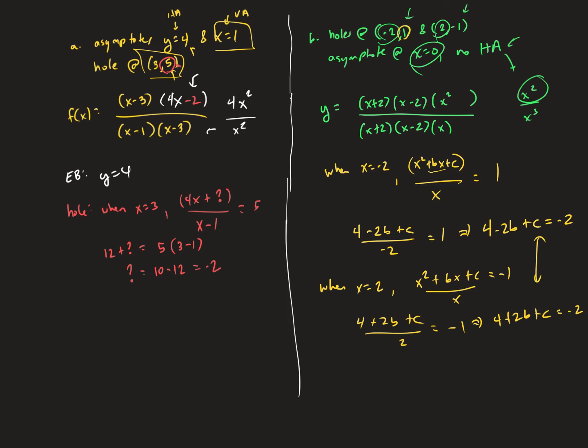And then I'm going to use elimination here to solve for b and c. So when I add these two equations together, the b's go away. So I get c is -6. And then if c is -6, then I believe I get b as 0. So that means that this factor up here doesn't have that bx term, but it does have a constant. There you go.